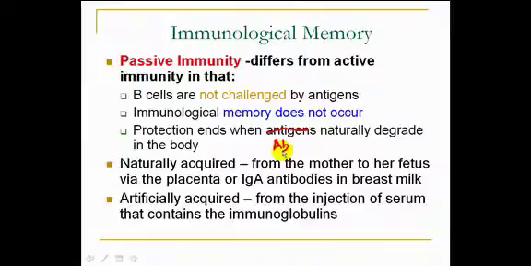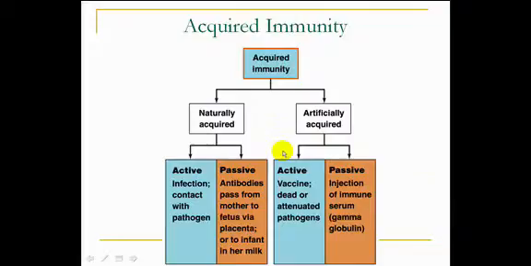Or you can artificially acquire passive immunity. You can actually get serum that contains the immunoglobulins. This is pretty rare, but you can. So this is just a summary of how you can get immunity. You can naturally acquire it actively by getting sick and producing antibodies, or passively, which is where you get the antibodies from a mother to an infant. Or you can artificially acquire immunity. Active, which means you're challenging your immune system by a vaccine, or passively, which is you're just getting the antibodies.